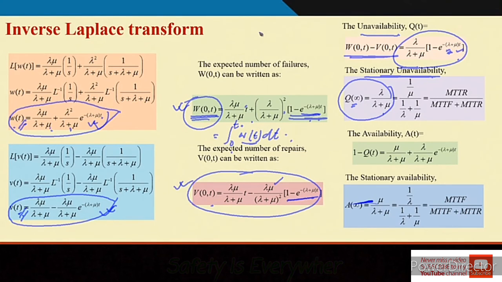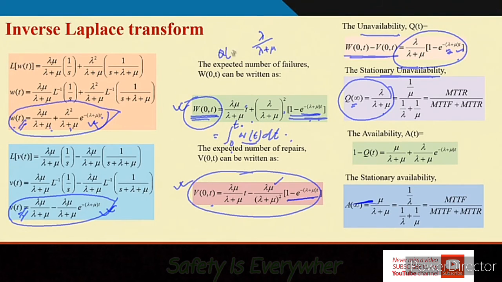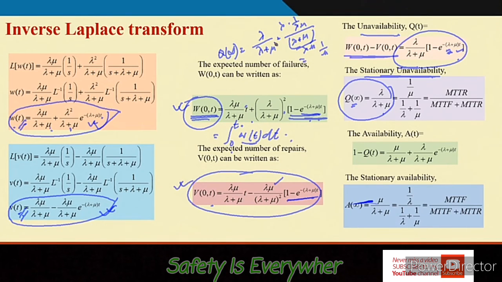So what are we doing? Lambda by lambda plus mu is my stationary unavailability. If I multiply the numerator by 1 by lambda mu, and the denominator also, lambda plus mu by lambda mu, then the numerator will be 1 by mu, and the denominator will be 1 by lambda plus 1 by mu.